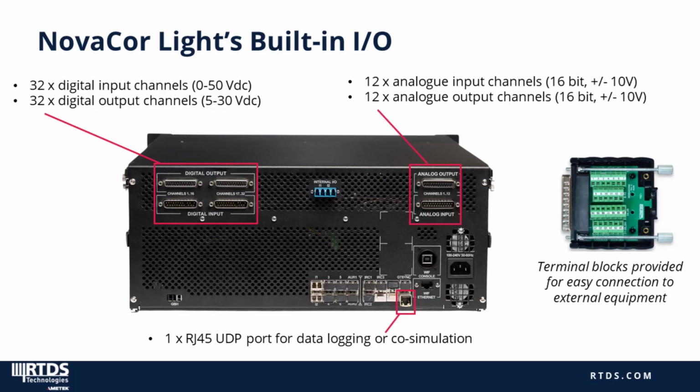NovaCor Light also maintains the UDP port that is existing on NovaCor 2.0. So that's an RJ45 port that can be used for direct connection via UDP to external applications or devices. And that can be used for large data logging or for co-simulation with PSCAD as well.